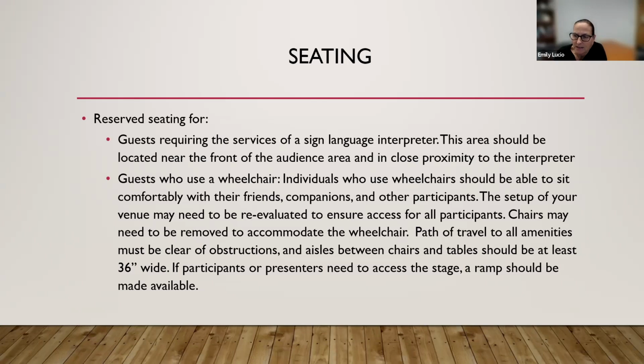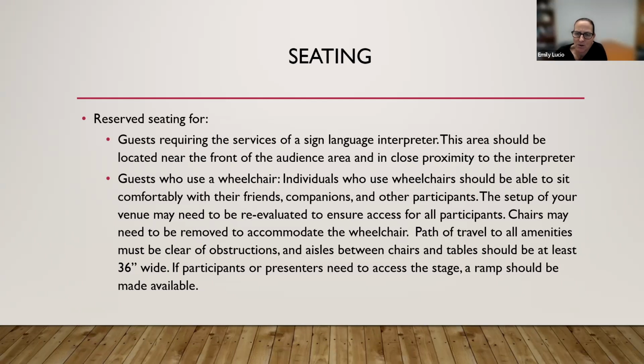And guests who use a wheelchair, obviously they should be able to sit comfortably with their friends and companions. We want to try to avoid them being isolated or segregated. So again, like I mentioned earlier, when you're doing this setup, make sure you look at where that access is. If you need to remove chairs, do so, and make sure that there is companion seating next to the wheelchair area.